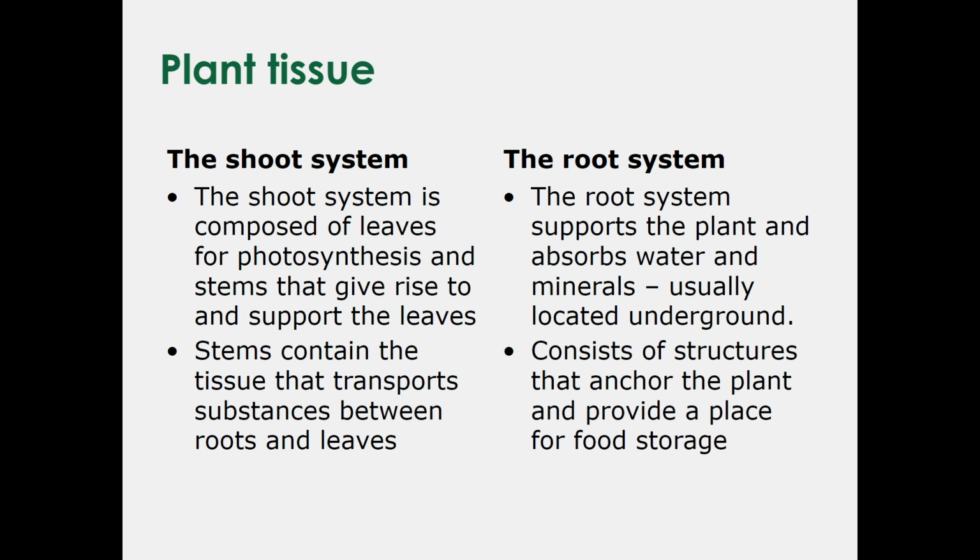The shoot system is composed of leaves. That's where photosynthesis takes place. And of course, we have to include the stems that support the leaves, as well as the stalk that supports the stems. Now, stems contain the tissue that transports substances between the roots and the leaves, whereas the root system supports the plant and absorbs water and minerals, and they are usually located underground. The root system consists of structures that anchor the plant and provide a place for food storage. So they both have their own structure, location, as well as function.